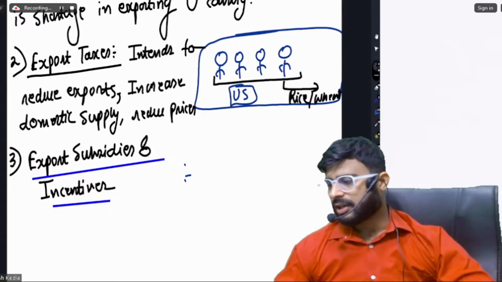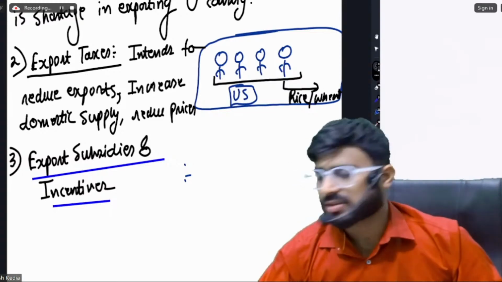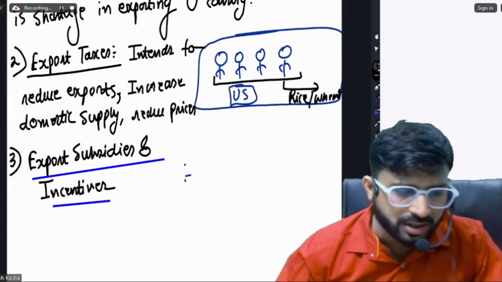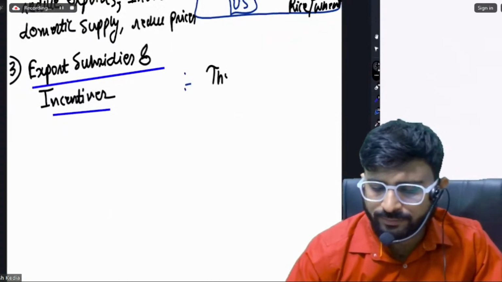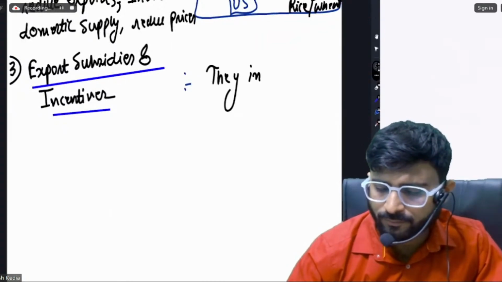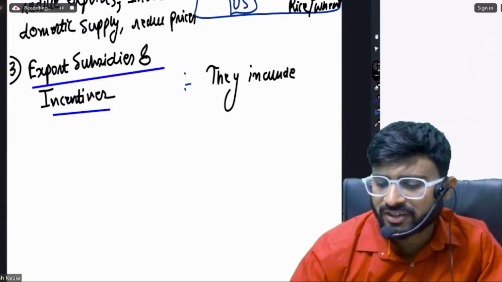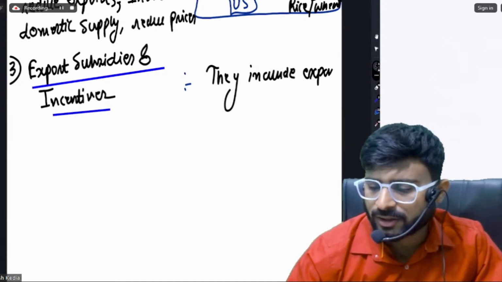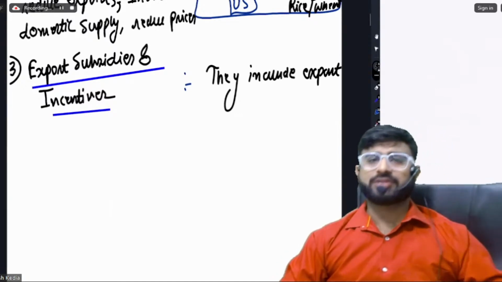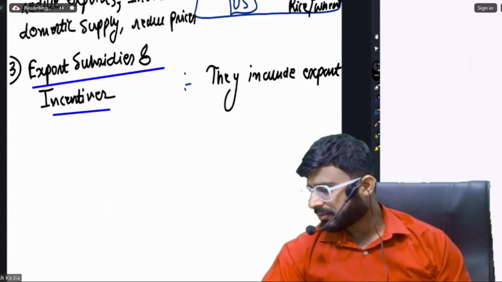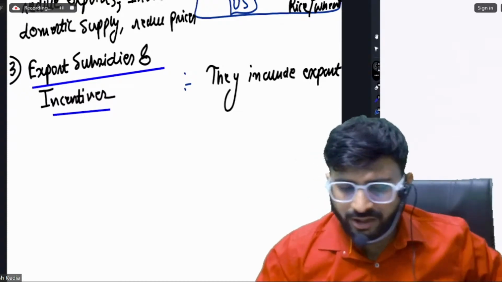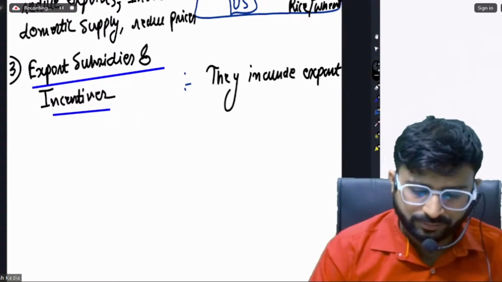Yes sir, it's crystal clear to us. Good news. So let's write it down. They include, and what are subsidies, we have done in national income class? They include export subsidies. They include export subsidies, right?